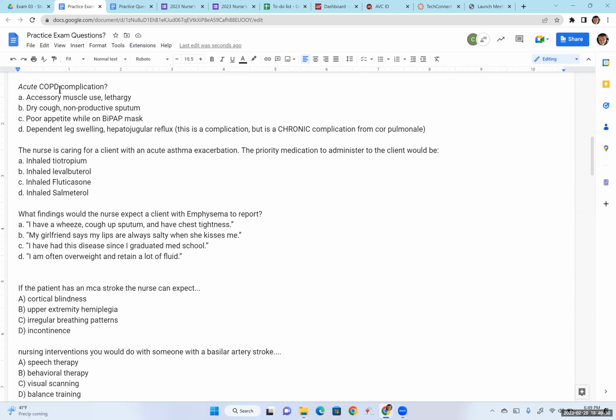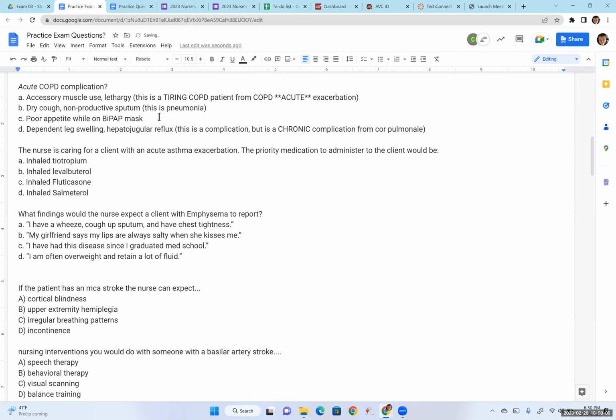What's the worst case scenario? You got accessory muscle use, lethargy. That's a problem, right? COPD patient from COPD acute exacerbation, right? I'll probably give you some more data saying their symptoms are worse and they have accessory muscle use, lethargy, or they are brought in and they have dry non-productive sputum, right? That's just pneumonia.